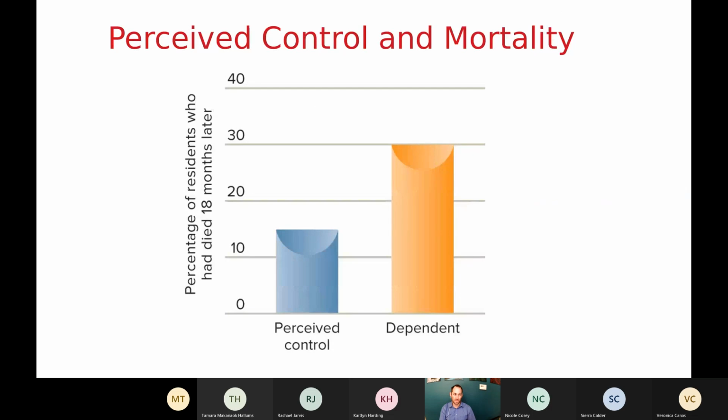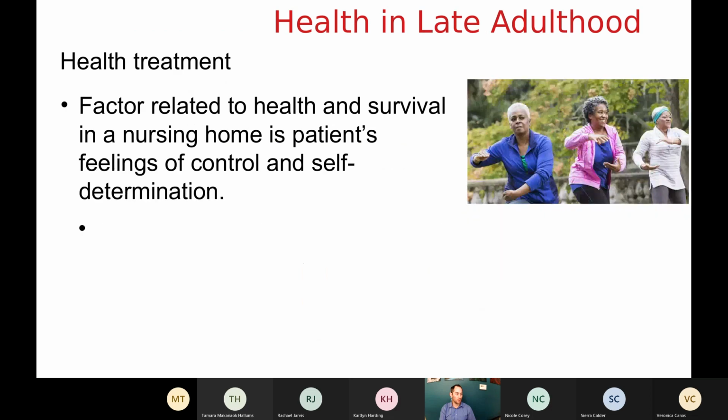I don't think we talked about this as a class last time. I think we didn't quite make it to this. This is a really important thing, especially for people in nursing homes. So this is the last aspect of physical health in late adulthood, but it's also related to cognitive health, so it's a good transition to that.